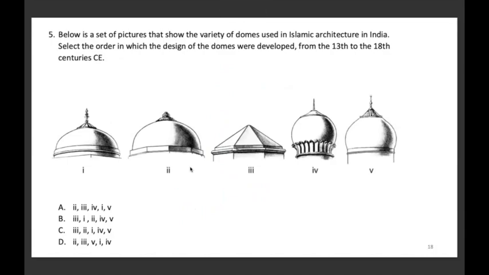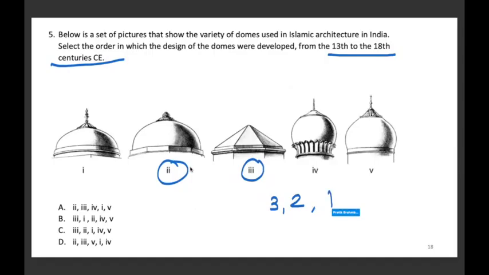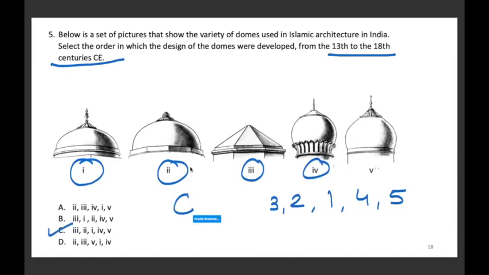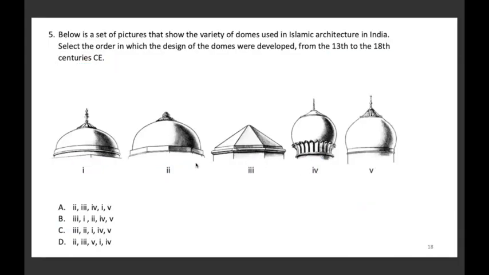Below is a set of pictures that shows the variety of domes used in Islamic architecture in India. Select the order in which the design of the domes was developed from the 13th to the 18th century. So in this case, the sequence is 3. This is the first dome. Second, third number in sequence. 4 and 5. This is the 4th and this is the 5th in sequence. So option C, which says 3, 2, 1, 4, and 5, is the correct one here. Okay, we'll move to the next one.